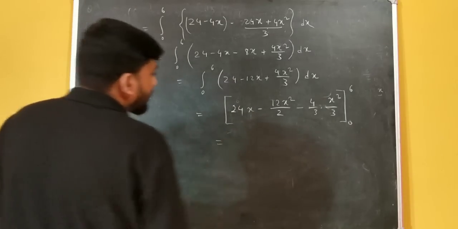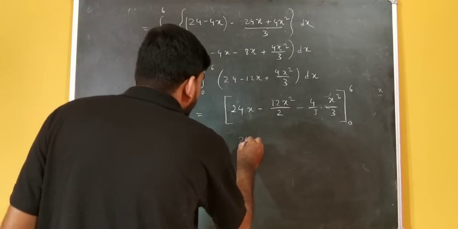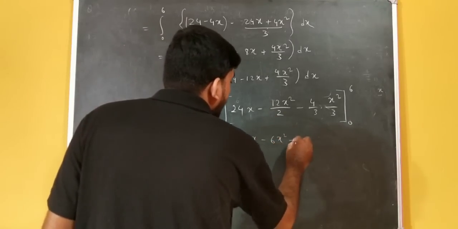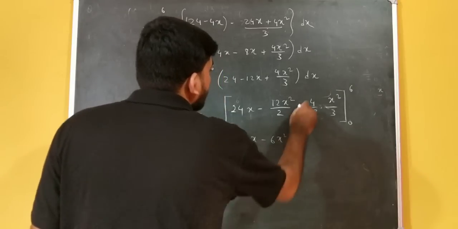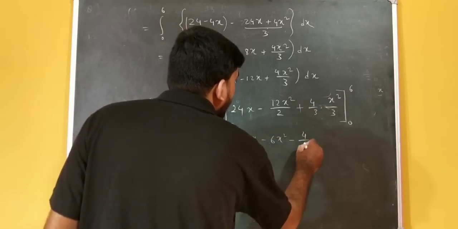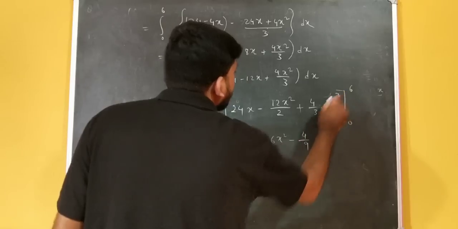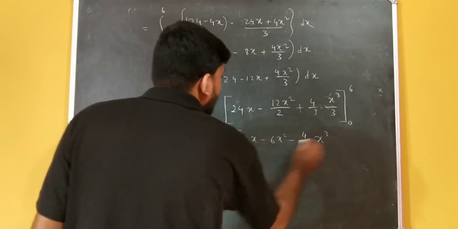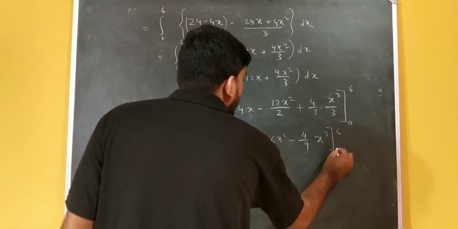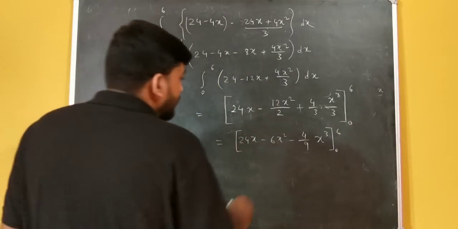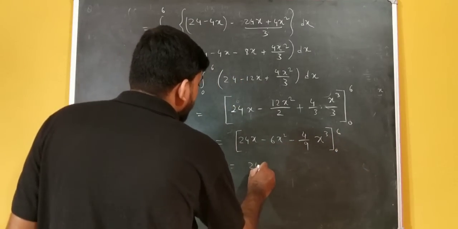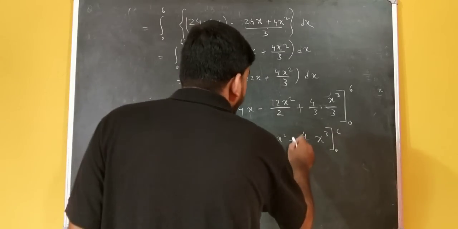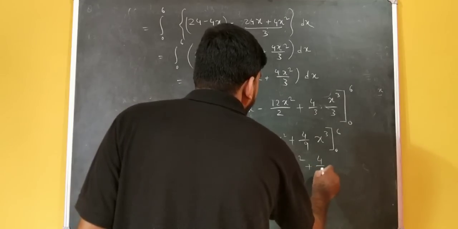So it will be now, let me modify it again, 24x minus 6x square, not minus, it is plus, so it will be 4 by 9 x cube, 0 to 6. So now let me put here, instead of x we have to put 6, so it will be 24 into 6 minus 6 into 6 square plus 4 by 9 into 6 cube.